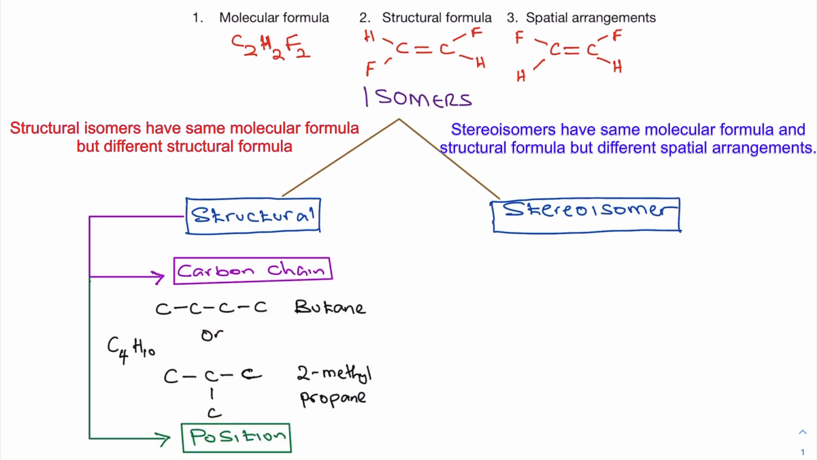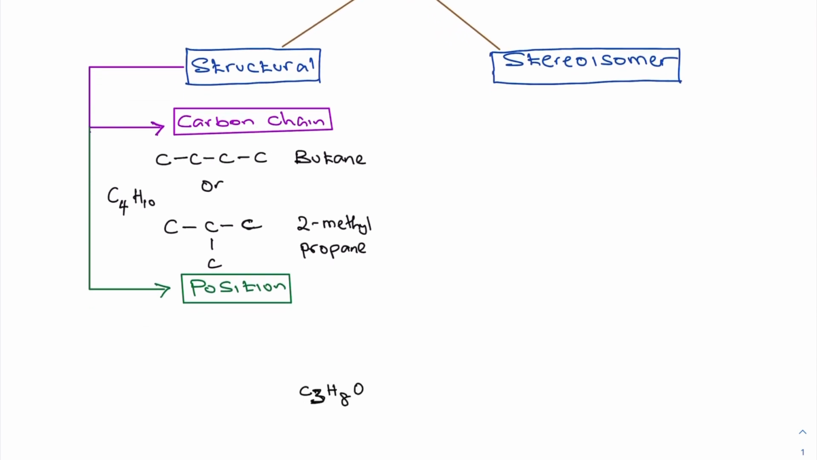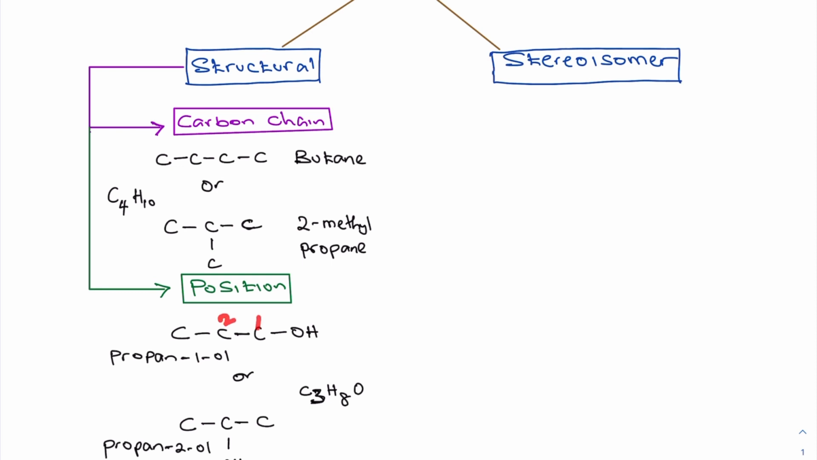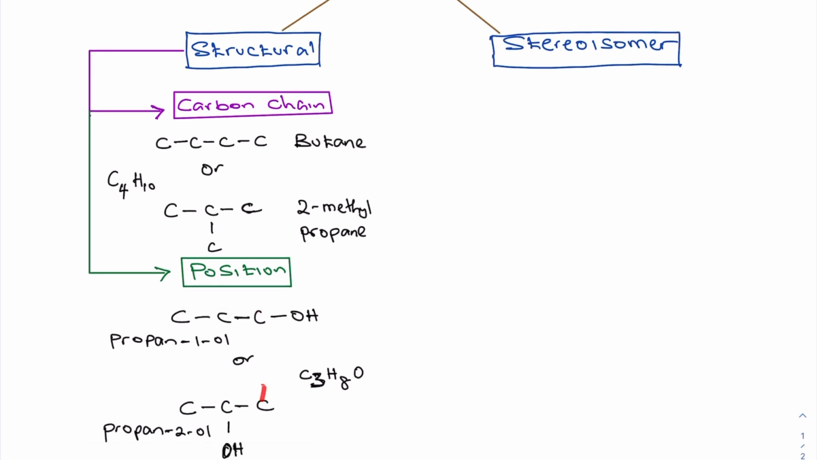Another example, position isomer. For a position isomer, let's look at the molecular formula and then look at the structure: propan-1-ol, or you might have propan-2-ol. So different position, number 1, 2, 3, and position number 1, 2, 3. So in position number 1 here, hence the name position structural isomer, and position number 2 here.